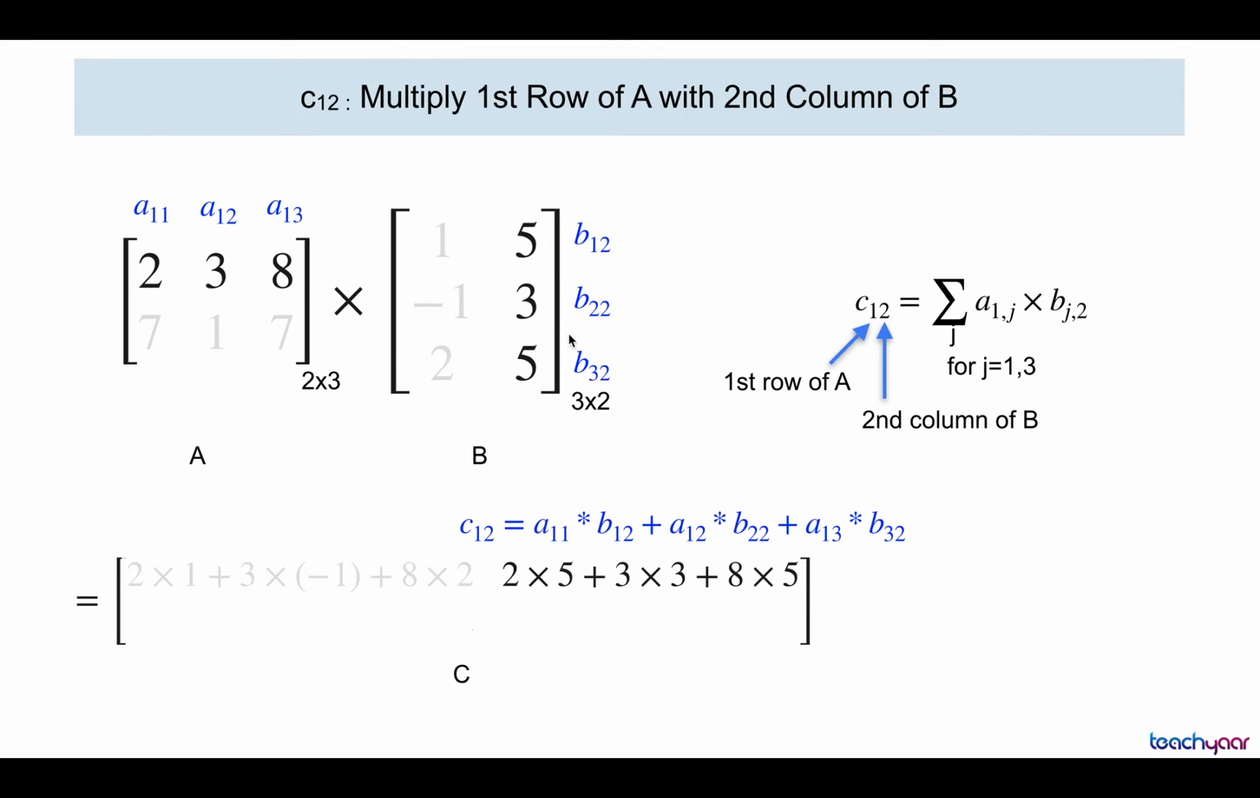A12 times B22 and A13 times B32. So again, look at this, it's 1 2. So the row index is 1, so the row index of all the A elements is 1. A1 here, A1 here and A1 here. The column index is 2, so it's B2 here. The column index of the B element is 2, the column index of the B element is 2, the column index of the B element is 2.